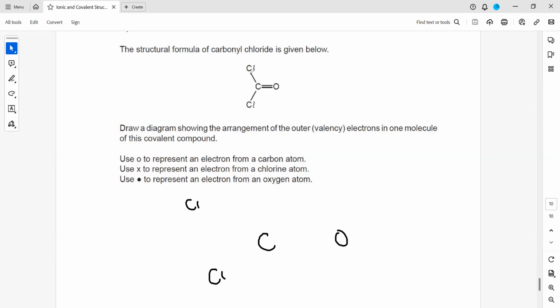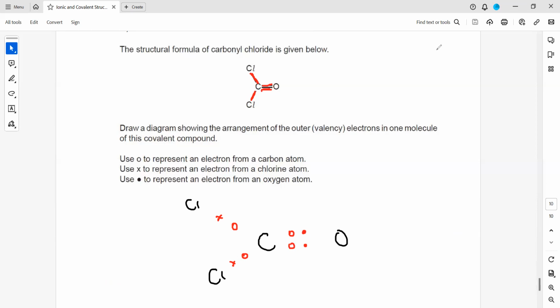Now, as you can see, a single line is there between carbon and chlorine, so there should be 2 electrons, or a pair of electrons. The carbon electron we represent by a circle and the chlorine by a cross. In the same way, there's another single line between carbon and chlorine, so the carbon electron is a circle and the chlorine electron is a cross. Then there's a double bond between carbon and oxygen, so there must be 4 electrons between them. Carbon we represent by a circle and oxygen by a dot. Because the double bond is there, there must be 4 electrons, or 2 pairs of electrons.